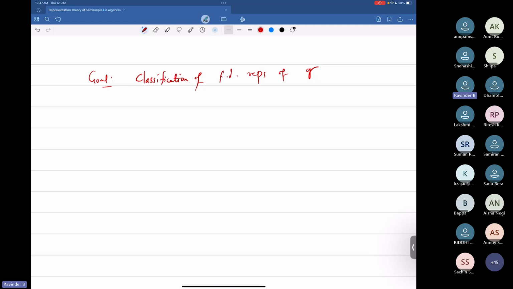And we know Weyl's complete reducibility theorem, which was done by Shraddha, which tells you that if you want all the representations, which are finite dimensional, they will break down into a direct sum of irreducibles.